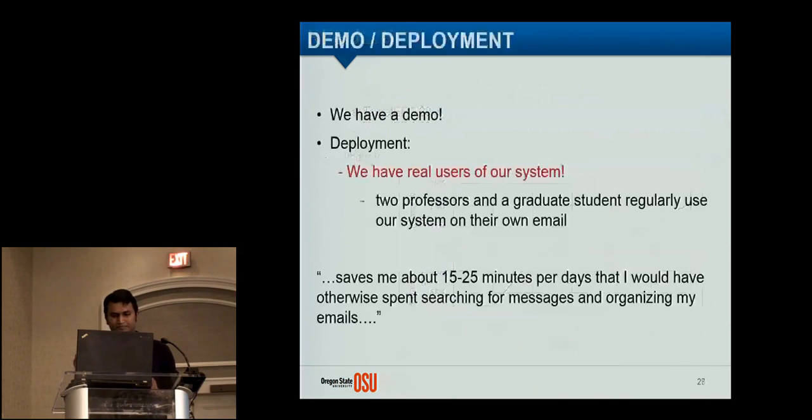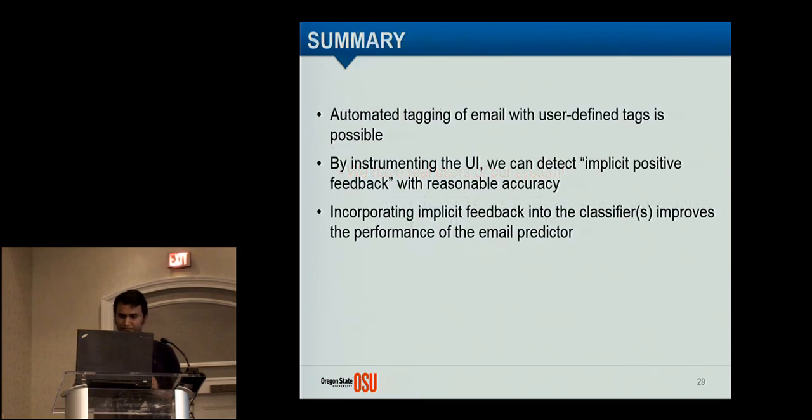Our algorithm still works. Okay, the importance of demo and deployment has been emphasized in UIST. We have a demo, please visit us. And we have a real system running, actually. 2 professors and a graduate student, which is me, use this system every single day on our personal email messages. And this is a quote from one of the professors. It saves him 15 to 25 minutes per day looking up previous messages, finding folders, and there are other uses. So in summary, automated tagging of email messages with user-defined tags is possible, and by adding implicit feedback, the system actually benefits. Thank you.